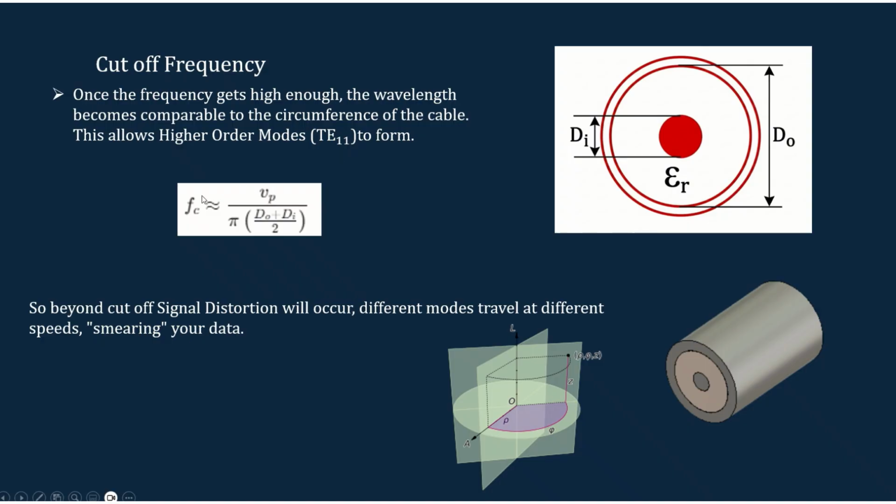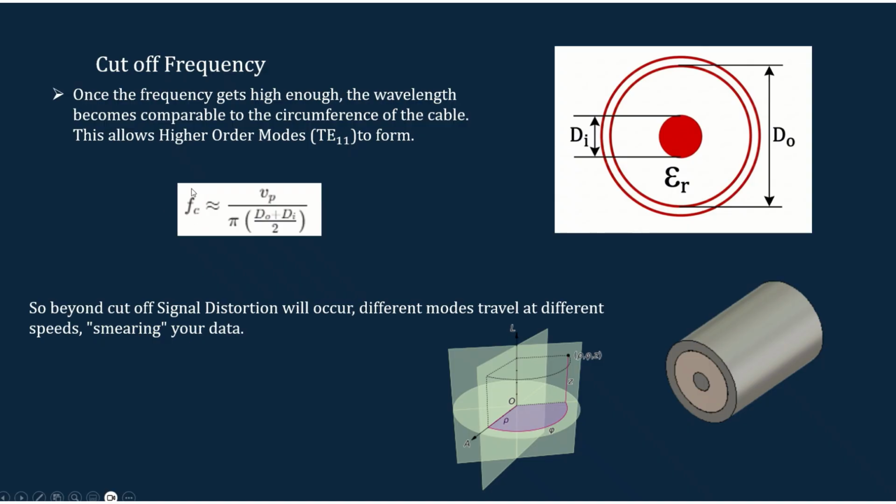So that cutoff frequency can be given by Vp by pi into (D0 plus Di) by 2, because it depends upon the physical dimensions of the cable. When this occurs, the different modes will be traveling at different speeds and can cause signal distortion. So the coaxial cable can be used up to the cutoff frequency. After the cutoff frequency, it will have the higher modes of operation.